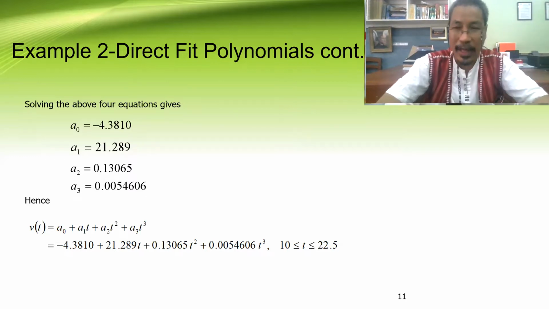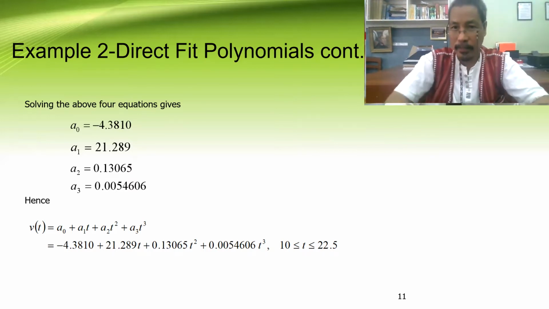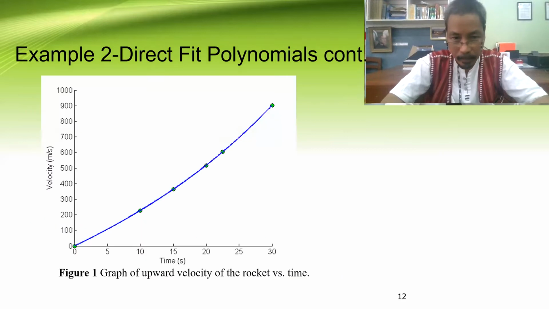That's why it is very important to always consider the valid region. If you don't consider the valid region, you will be misled. So this is a graph of our equation. From 10 to 22.5, this is our direct fit polynomial.